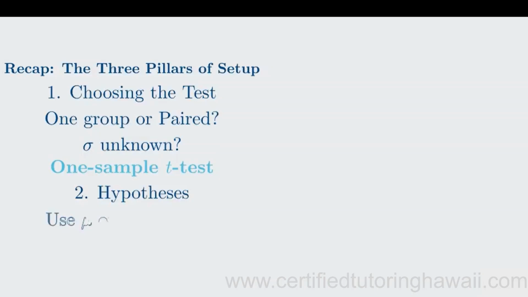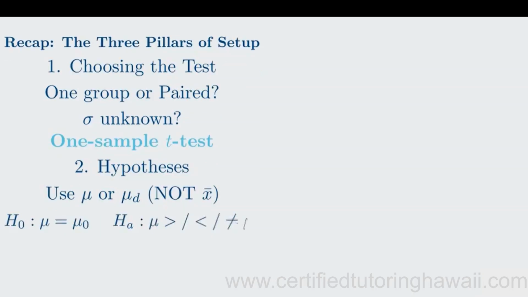Second, the hypotheses. Always use population parameters like mu or mu sub d. Never sample statistics like x bar. The null is always equality. The alternative is the direction of the suspicion. Students often make the mistake of using x bar in hypotheses. Remember, we are testing the population, not the sample. So, always stick to population parameters.